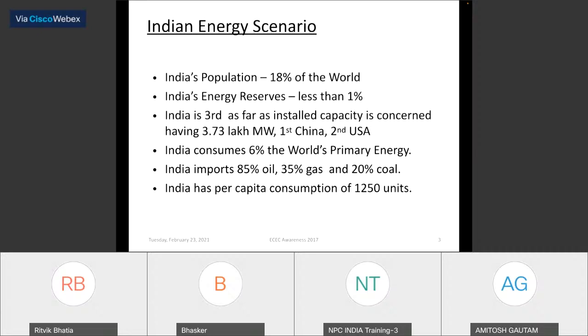Whatever installation is needed, we can install it, but we need to have power and see that we are using that power judiciously. India has a per capita consumption of only about 1250 units, but the world average is about 4500 units at present. Most countries like New York and even USA, Australia have more than 10,000 units per capita consumption.